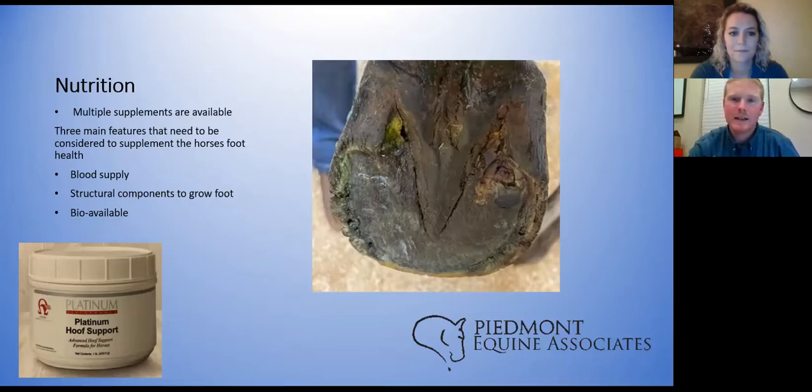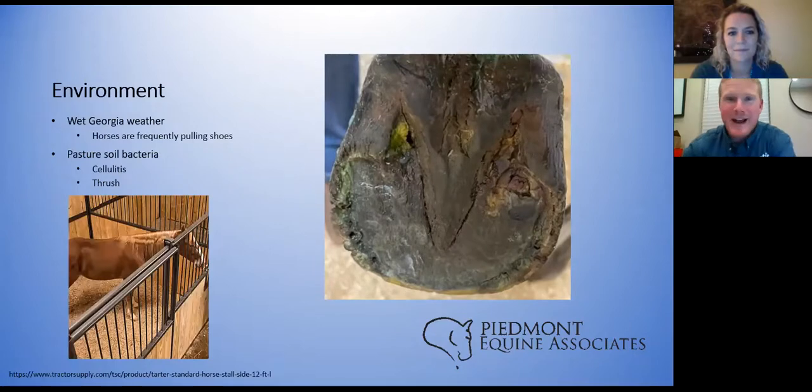And so that is an image on the right. You can see that horse is actually on Platinum Hoof Support. You can see at that point it was very brittle. You can see along the nail holes, it's just very brittle and poor quality hoof. And that horse actually started that product a month ago, and now it's starting to grow a better hoof wall. So the other factor we have to think about in Georgia, especially down south here, is wet weather, or in the environment.